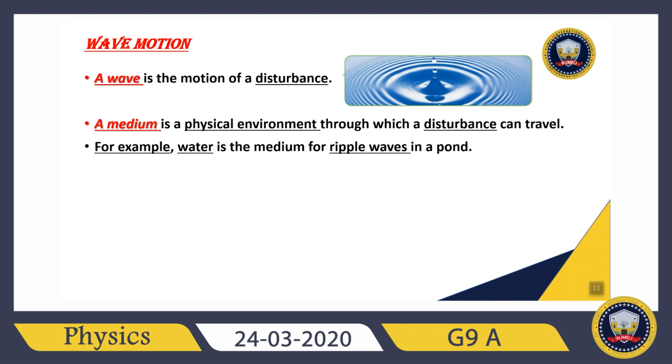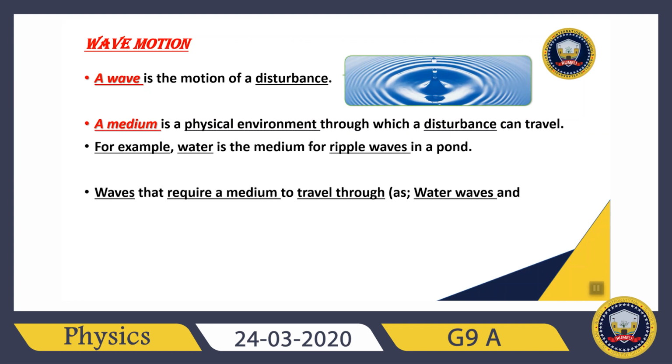Actually no. Some waves need a medium to travel through and others don't, because they can travel through vacuum or through space. So we have two kinds of waves. Waves that require a medium to travel through, such as water waves and sound waves, are called mechanical waves.